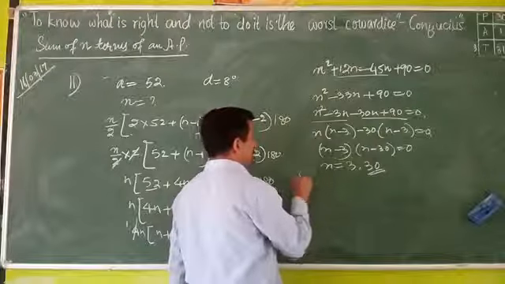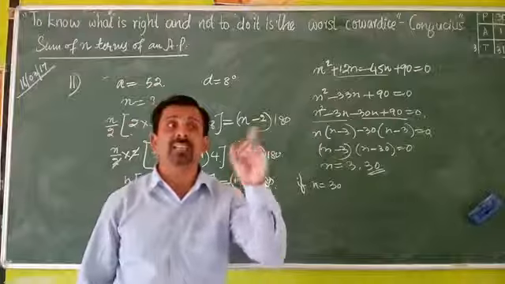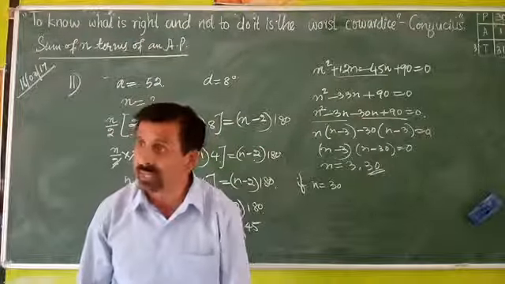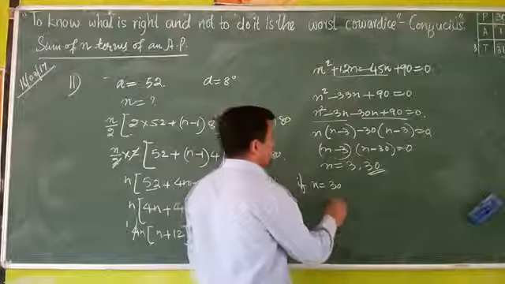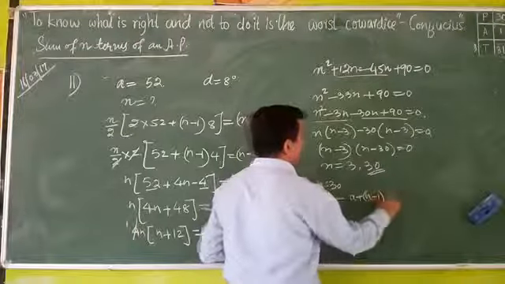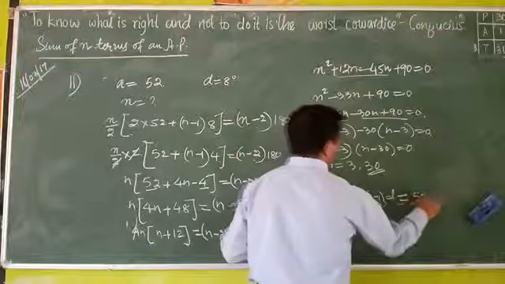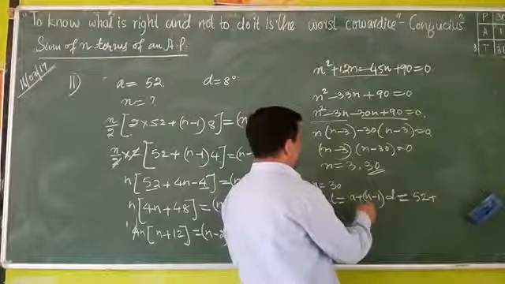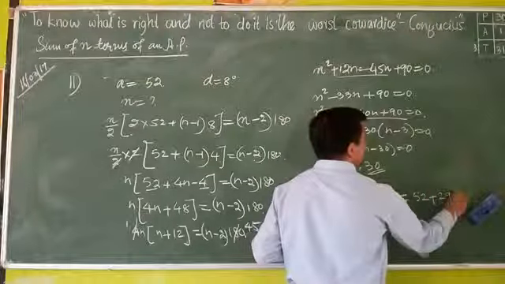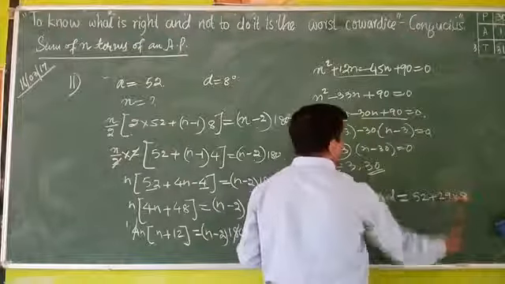So I'm going to go with n is equal to 30 first of all. If n is equal to 30, how do we calculate the last angle? By using the nth term formula: L is equal to a plus (n minus 1) into d. A is the first angle, 52, plus (n minus 1), and we take n as 30. So 30 minus 1, 29. D is 8. Now please help me. 29 into 8?